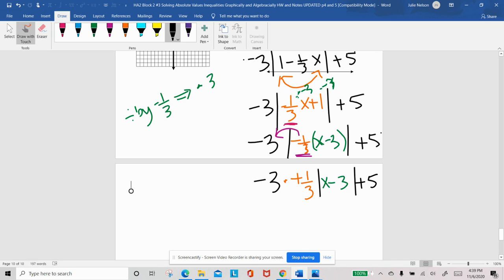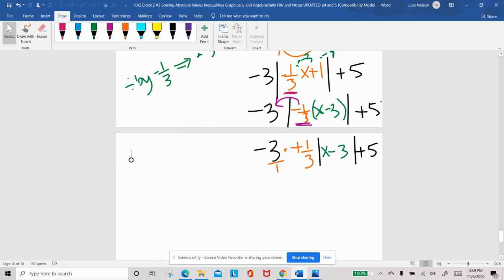So anything on the outside multiplies, right? This is like negative 3 over 1 times 1/3. So when you multiply the numerator with the numerator and the denominator with the denominator, you get negative 3 over 3, which is just negative 1. So negative 1 times the absolute value of x minus 3 plus 5.